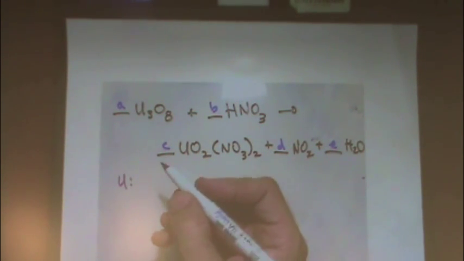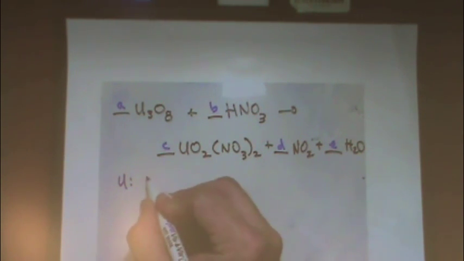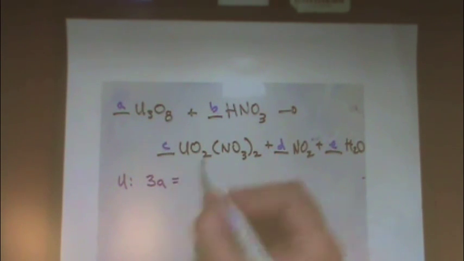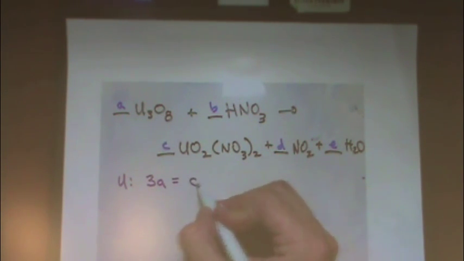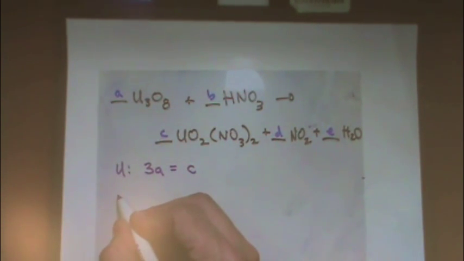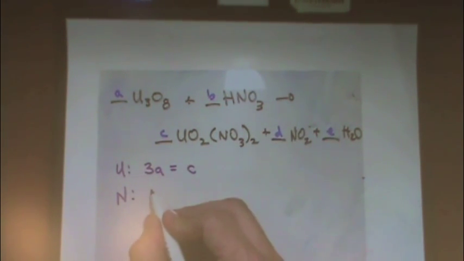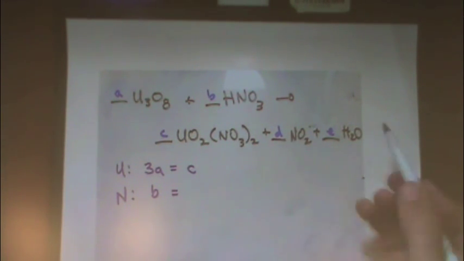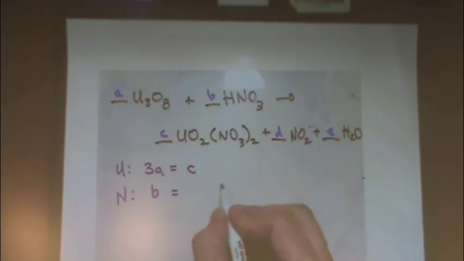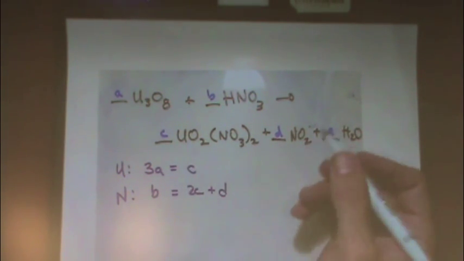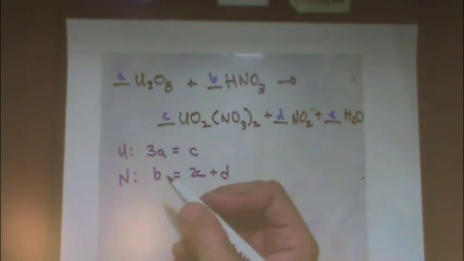There are elements. So for example, uranium on the left-hand side is 3A. You see that? 3 times A. On the right-hand side is just C of them. Okay? Now let's pick another element. Let's say nitrogen. On the left-hand side, how many are there? Just B. On the right-hand side, there are D plus 2C. Okay, now you go to the next element.